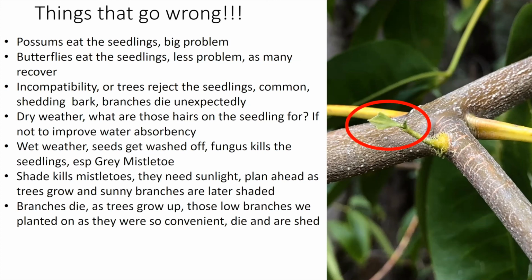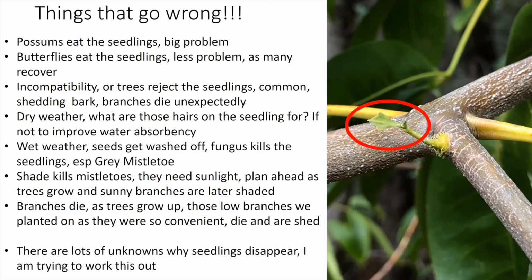I've said branches die, I've explained that. But as eucalypts grow up, the lower branches die and they're producing new branches up top. So be careful putting them on the lower branches. And there's lots of unknowns, and I'm trying to work out what these unknowns are. There's a lot of work to be done.